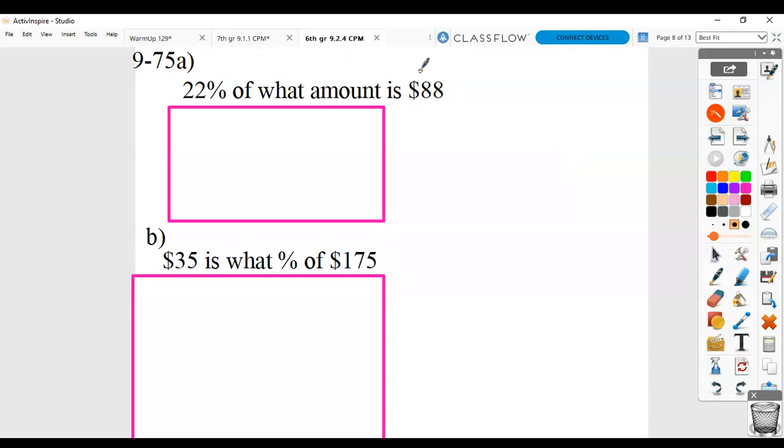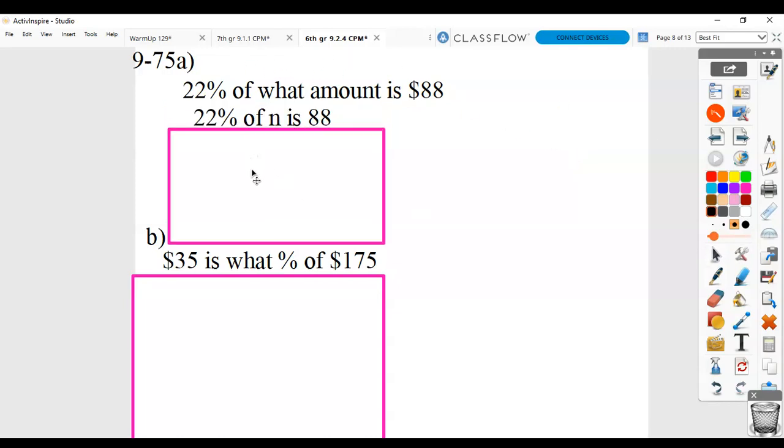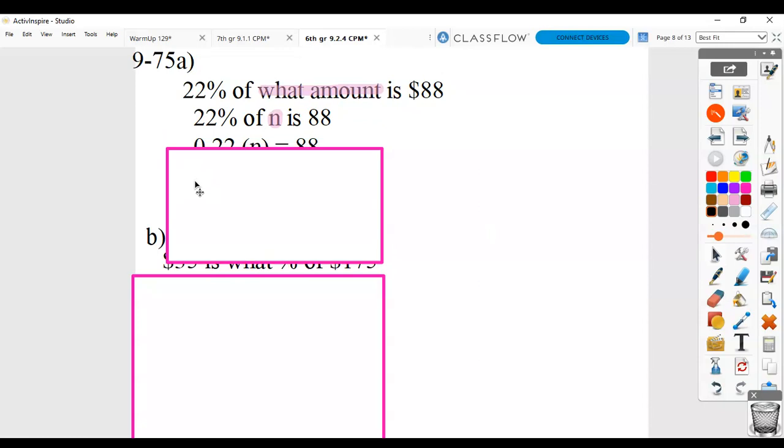Now, there's more than one way to solve this. One way that I can think of is to think of it algebraically. Instead of what amount, we replace it with a variable, a letter that represents an unknown amount. So then I have 22% of n, or whatever letter you choose, is 88. And then mathematically, 22% would change to a decimal. We know of means multiply, so that's going to be multiplied by n. And is always translated as equals.